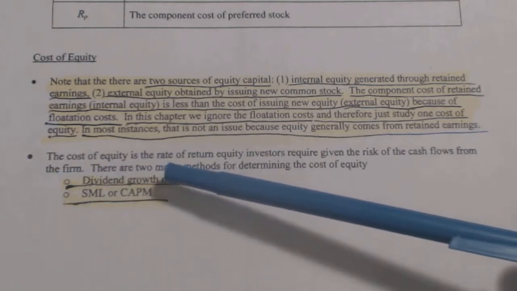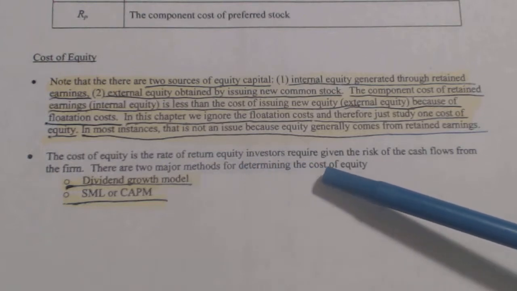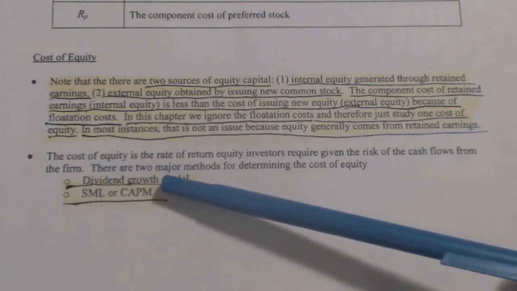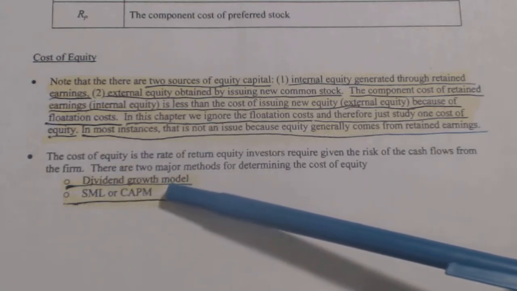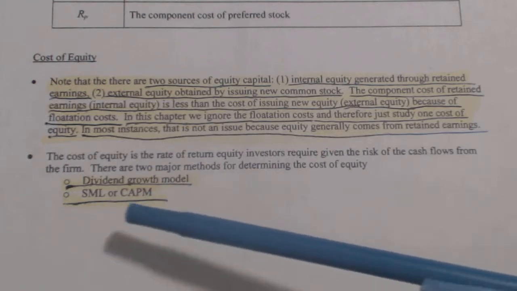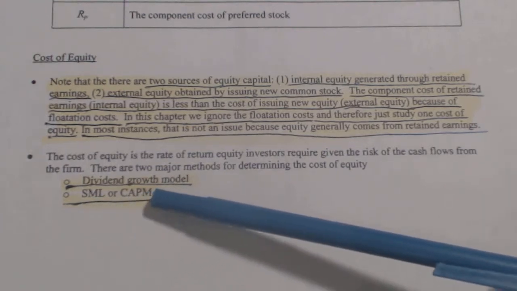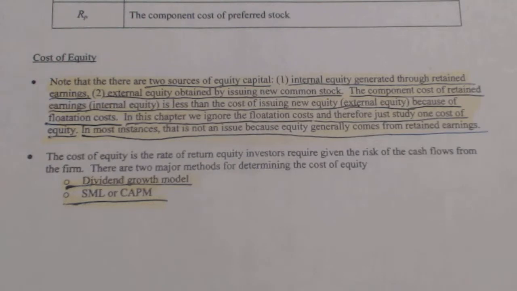The cost of equity is the rate of return equity investors require given the risk of the cash flows from the firm. There are two major methods for determining the cost of equity: the dividend growth model and the SML, security market line, or the capital asset pricing model, I think that's called. Okay, so that is page 82 for the Business 342 lecture.